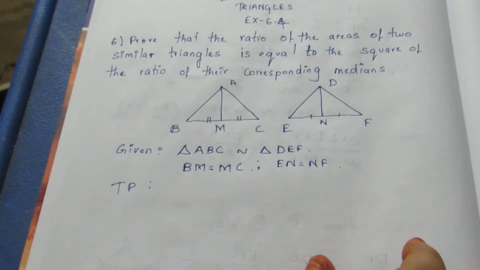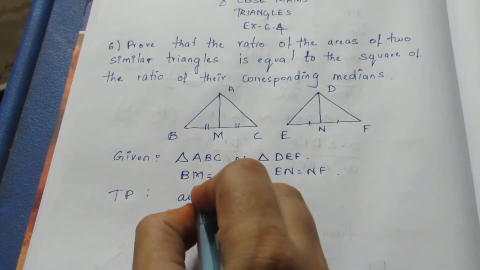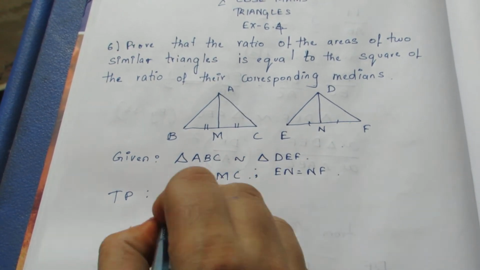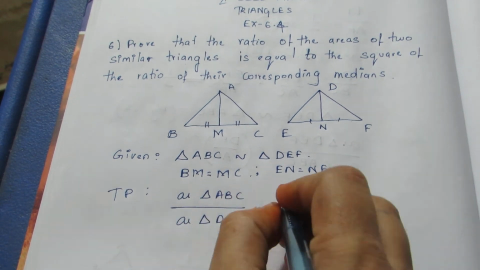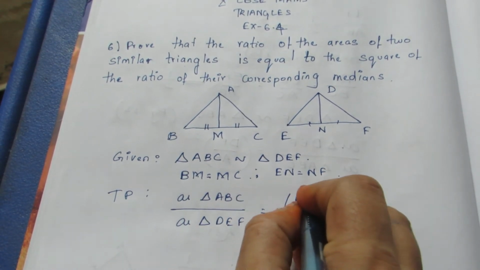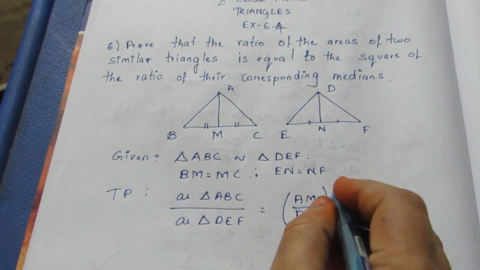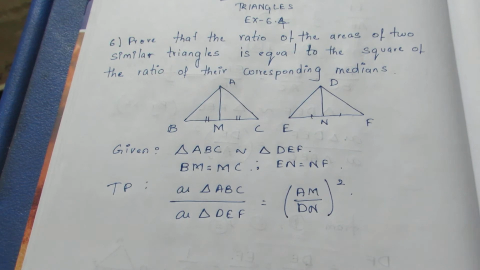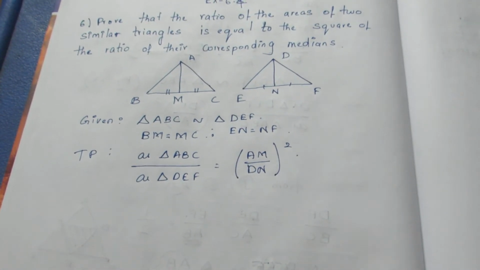To prove is area of triangle ABC by area of triangle DEF is equal to the median square, that is AM by the median DN, the whole square. So this is what we need to prove. Now let us go with the proof.